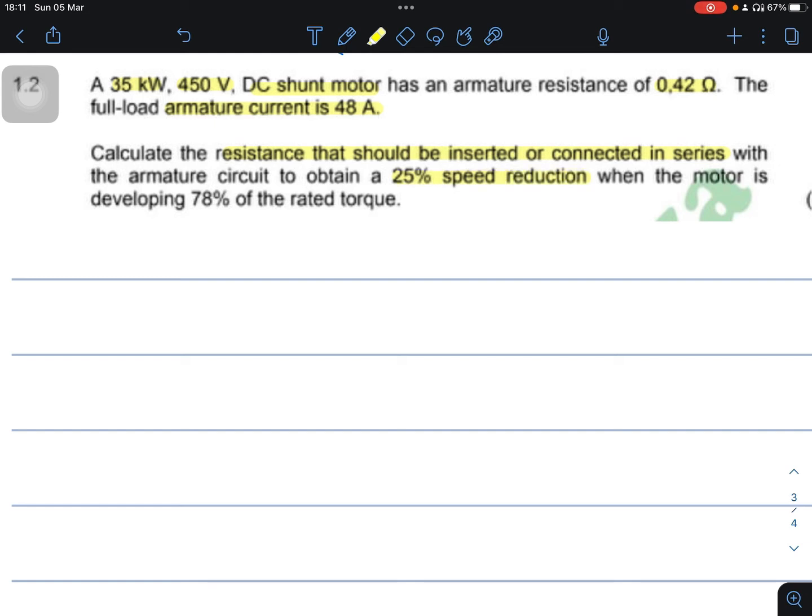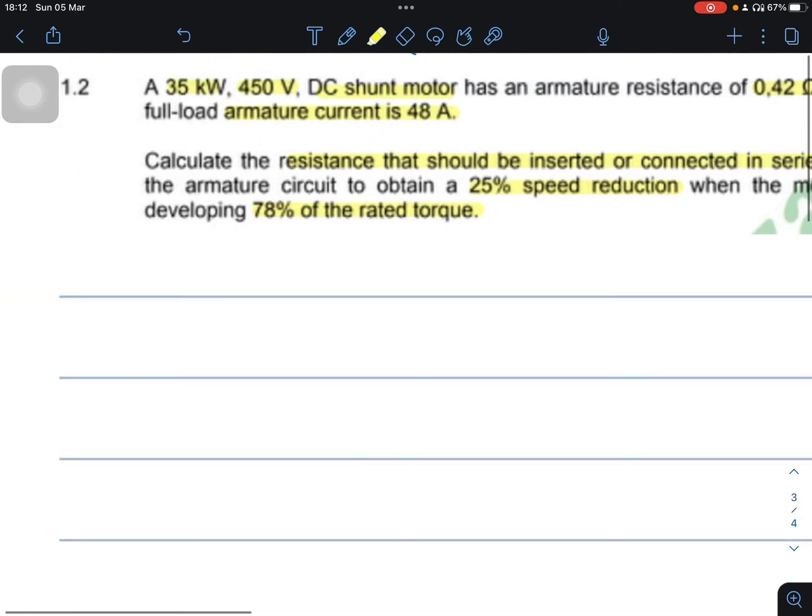The resistance that should be inserted in series with the armature to obtain a 25% speed reduction when the motor is developing 78% of the rated torque. Guys, the power given is just there to trick you, because the given power is always the output power.